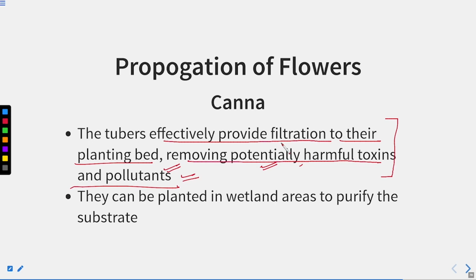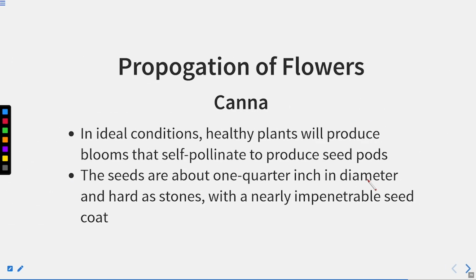They can be planted in the wetland areas to purify the substrate. Sometimes you can see this used to purify the wetland or to minimize the pollutant level of the wetland. These canna plants are planted all along the wetland because they purify the substrate.